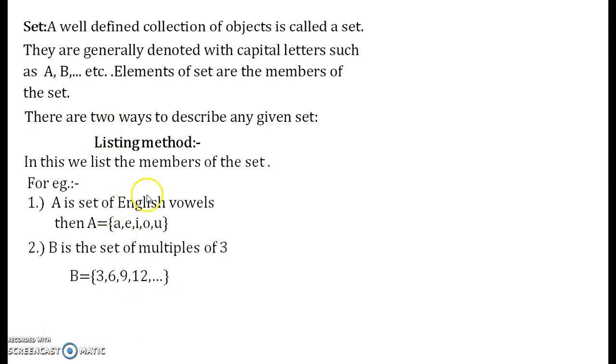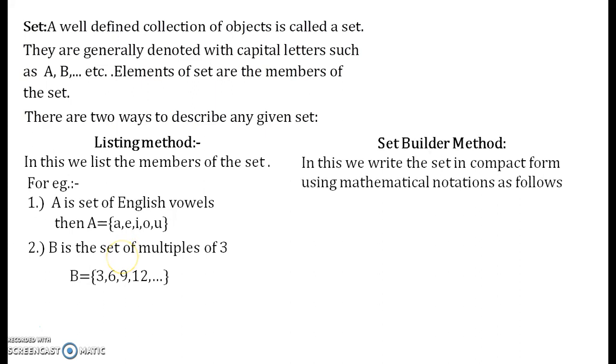So this is the listing method, in which you try to write all the elements of the set. If the set is finite, you write all the elements. If the set is infinite, you mention a few elements and then put dots. Okay. Now this is very cumbersome or tedious at times, writing all the elements. In mathematics, we are often interested in writing in compact form. So the compact way of writing this is the set builder method.